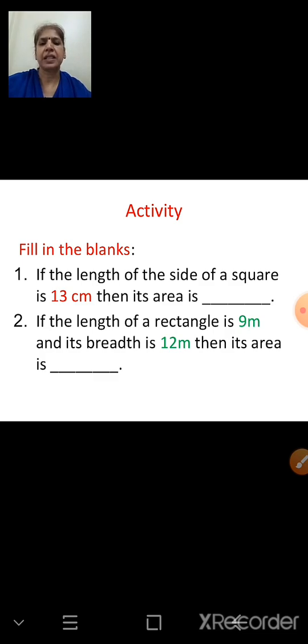Fill in the blanks. If the length of the side of a square is 13 centimeter, then its area is dash. I will repeat twice for you, okay? If the length of the side of a square is 13 centimeter, then its area is dash. If the length of a rectangle is 9 meter and its breadth is 12 meter, then its area is dash.